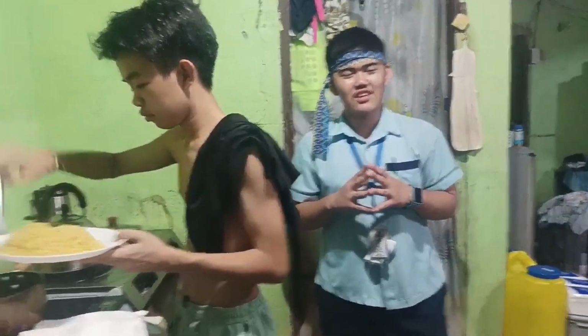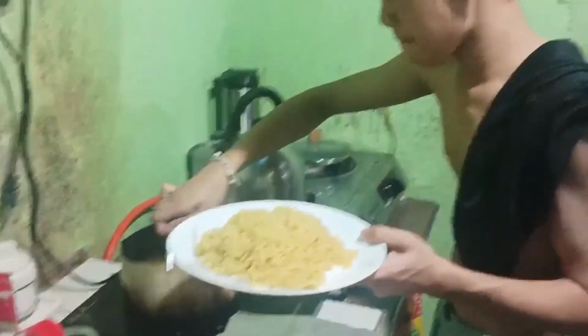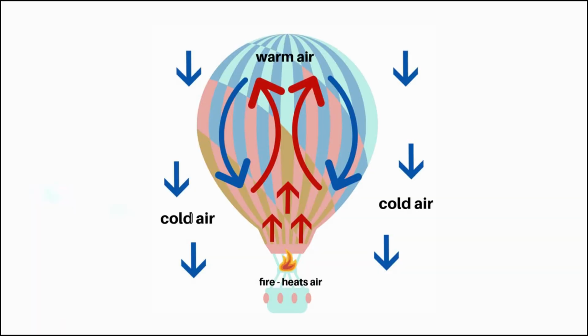A hot air balloon is a great example of Charles' law, as the volume of a gas is directly proportional to its temperature at constant pressure. Here's how it works. Heating the air. When the air inside the balloon is heated, its temperature increases, causing the air molecules to move faster and spread out. Expansion. As the air expands, the balloon inflates, demonstrating Charles' law in action.